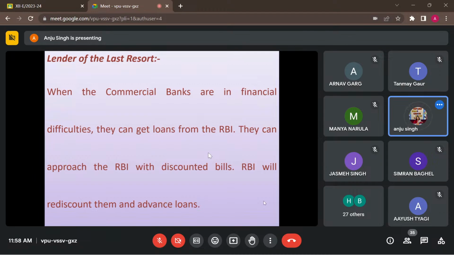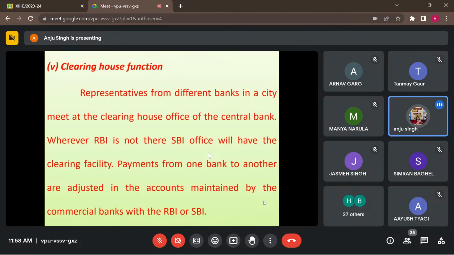Clearinghouse function. All banks have their accounts with the central bank, and therefore the central bank works as a clearinghouse. So payment from one bank to another bank is not included in money supply. Payment of one bank to another, purchase of one bank from another, borrowings from one bank to another, or borrowings from RBI, everything is maintained and taken care of by the central bank, and it works as a clearinghouse.